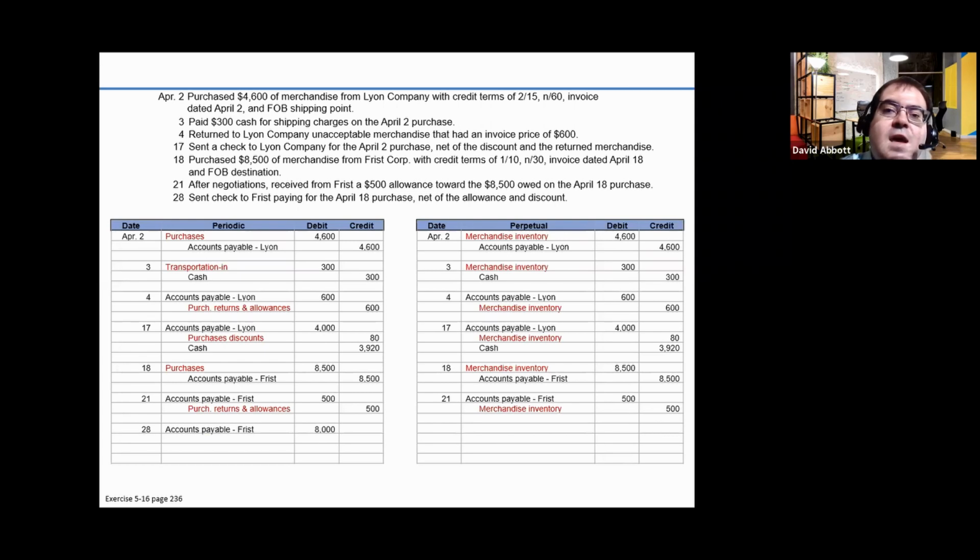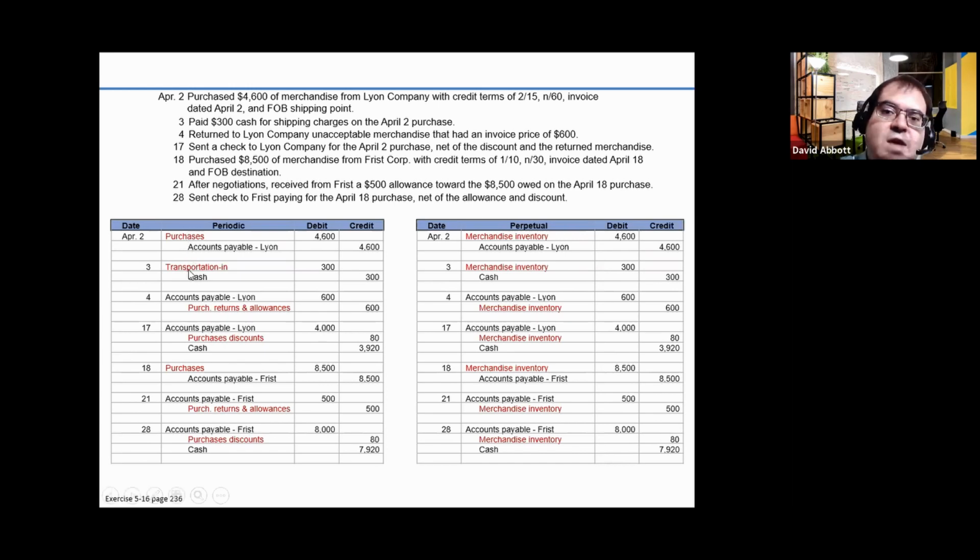And then on the 28th, you sent a check to Frist paying off the April 18th purchase, net of the allowance and the discount. So you have an accounts payable debit of $8,000 because that clears the amount of the liability. And then you have purchase discounts of $80, and then you pay cash, a credit of $7,920. And again, that's periodic. And then on a perpetual system, you would have the same thing, a debit to accounts payable of $8,000, and then a credit of $80 to merchandise inventory, and then a credit to cash $7,920.